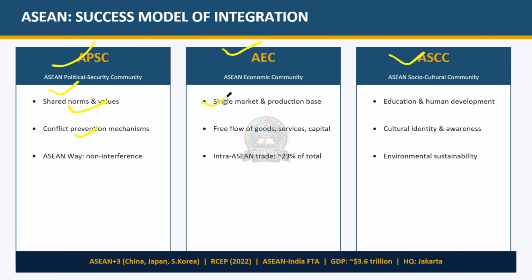AEC: single market and production base, free flow of goods, services and capital, intra-Asian trade, more or less 23% of total. ASCC: education, human development, cultural identity and awareness, environmental sustainability. Okay, this is ASEAN.